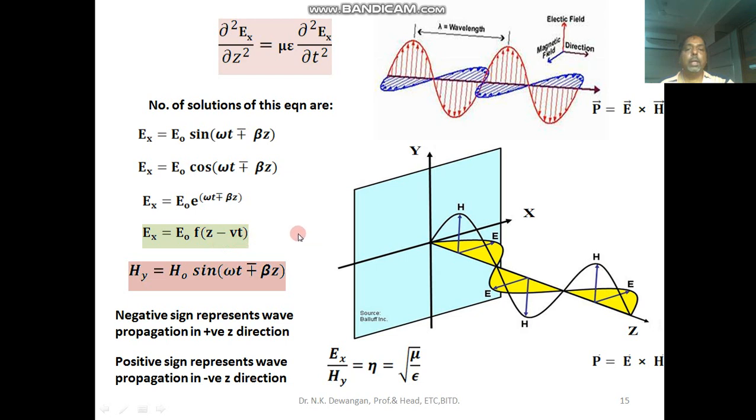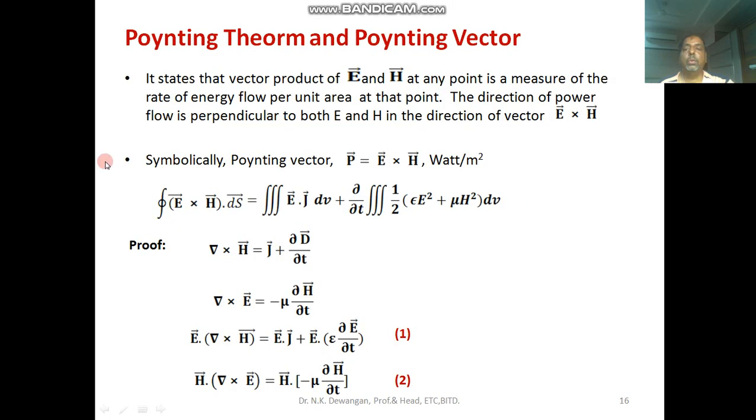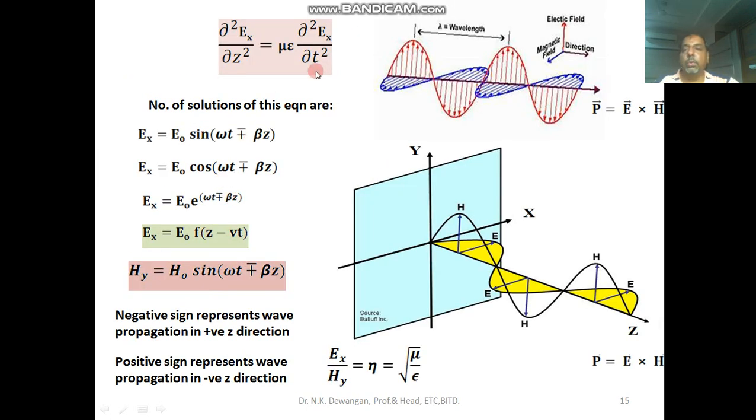Any wave traveling towards the z direction with velocity v, we can also write in this form: electric field is equal to E naught function of (z minus vt). The wave that is traveling towards the negative z direction, we can write like this. So these are the possible solutions of this electric field wave equation.